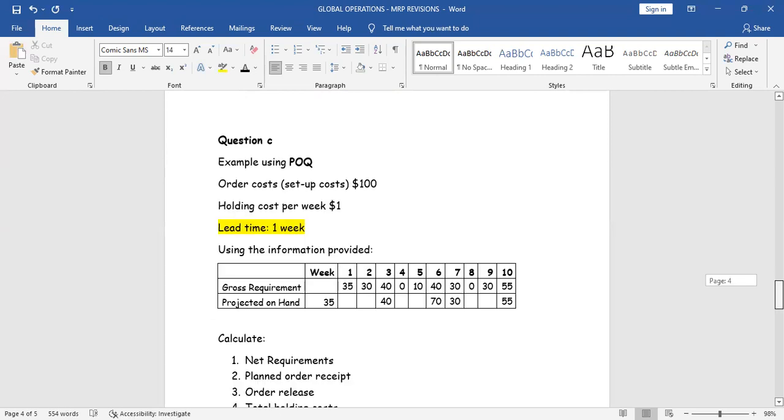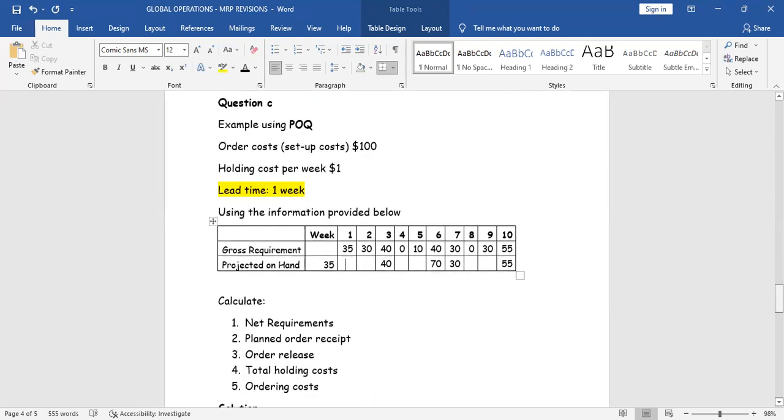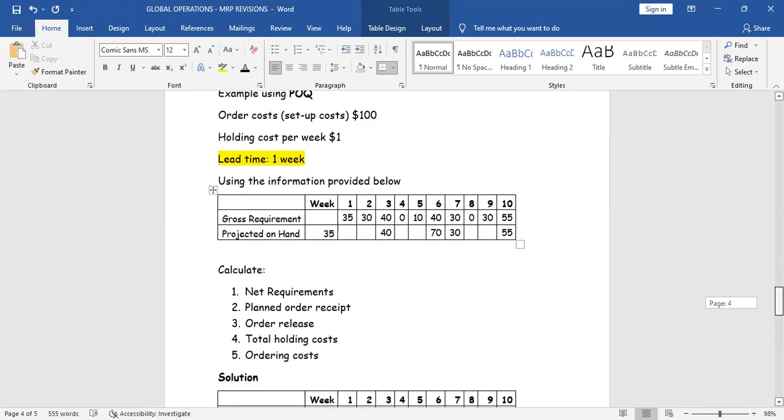Using the information provided below, we have gross requirement for each week and the projected on hand. I've talked a lot about the projected on hand, and I've always indicated to say the one which is actually coming here gets to be thrown in week 1, as the opening for week 1, not that it was held in week 1. All right, so we have that.